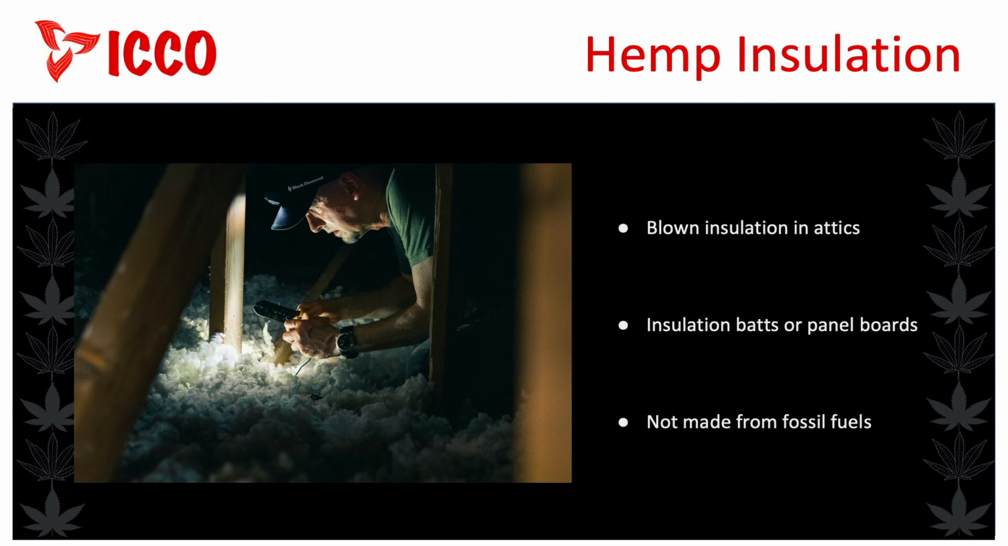The short hemp fibers can be used as blown insulation in the attics of houses without any further processing, instead of using the normal insulation that's made from fossil fuels. The fibers could also be used to make insulation bats or panel boards, which are again normally made from fossil fuels. This is important to note for the environmental benefits of switching to industrial hemp as a fossil fuel replacement.